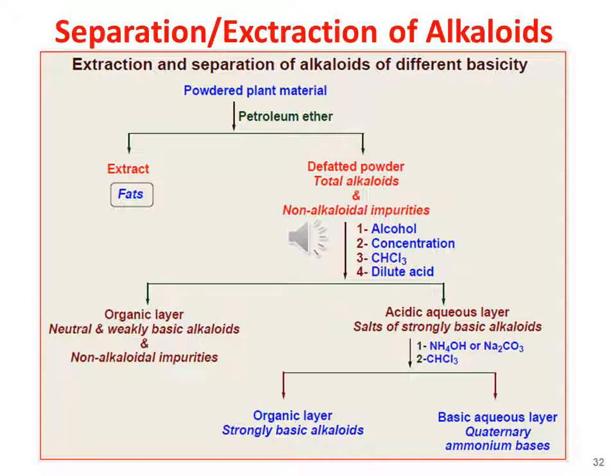impurities. Now extract this residue with alcohol, followed by its concentration or the evaporation of the alcohol under reduced pressure. The residue will contain the concentrated total alkaloids and non-alkaloidal impurities. Now, the concentrated alcoholic solution is then extracted with chloroform, followed by its acidification with dilute acid.